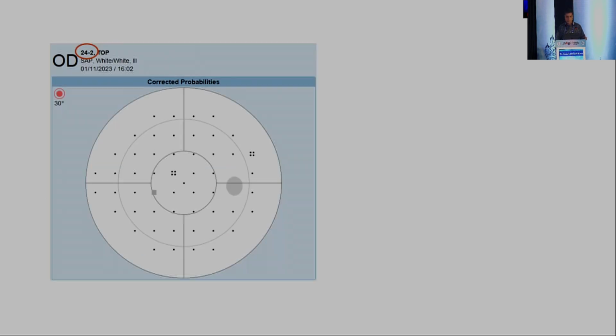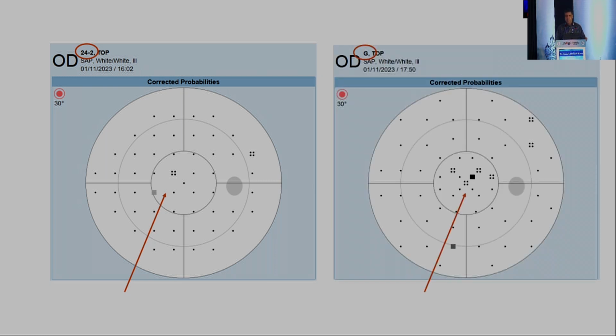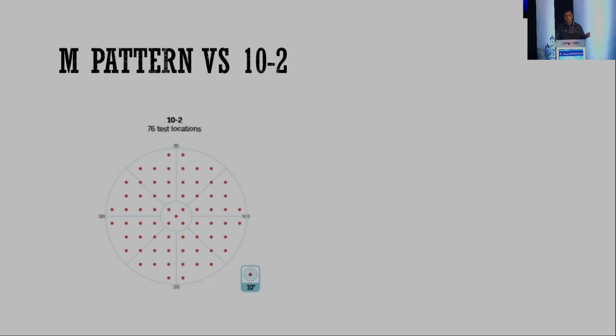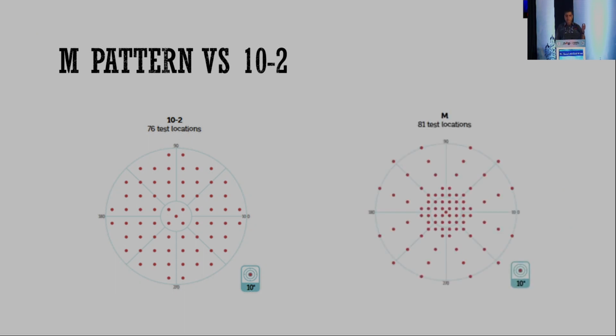Let's look at an example here of a patient where 24-2 pattern is done. Only a couple of abnormal points here, which you probably dismiss as normal. But the same patient's G pattern is immediately picking up a cluster of points in the center. The patient does have an infratemporal RNFL defect and inferior thinning, thus helping us to pick up a diagnosis of glaucoma earlier with the G pattern. Similarly, for the 10-2, you have the M pattern, which again tests more points in the center.